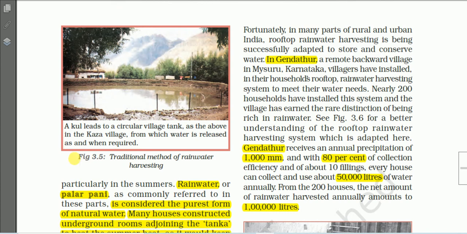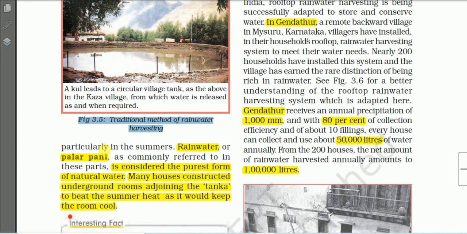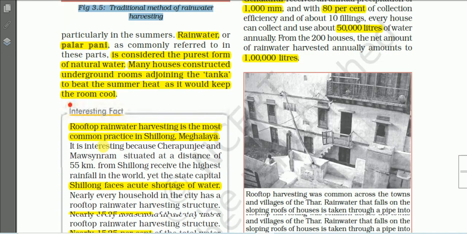And this figure number 3.5, actually this is a circular pond, and the water here in the pond is collected using a gool or cool. You know, gool means diversion channels. From the mountainous areas, rainwater is diverted through the diversion channels known as gools, and it is collected in this circular pond located in the village. In this case, the name of the village is Kaja.